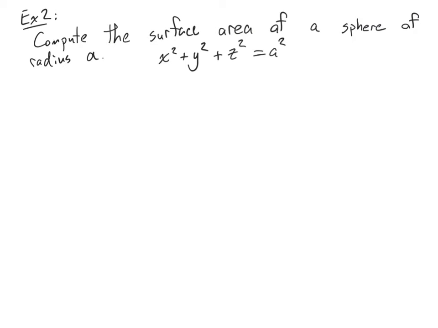Let's compute the surface area of a sphere of radius a. So that's x squared plus y squared plus z squared equals a squared. And we're going to compute this using the formula we got.